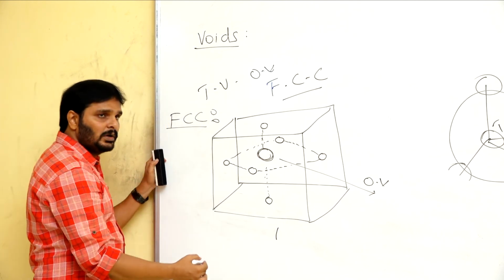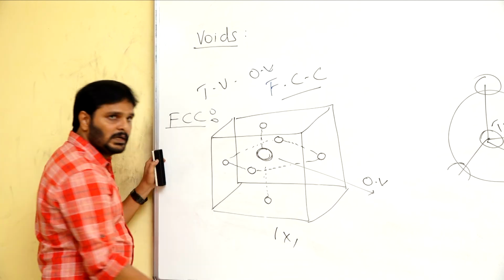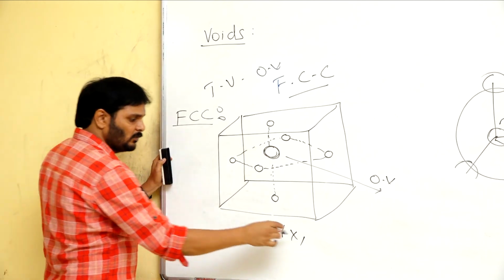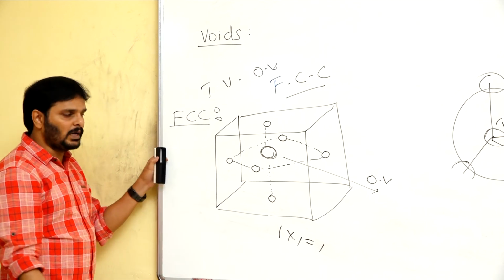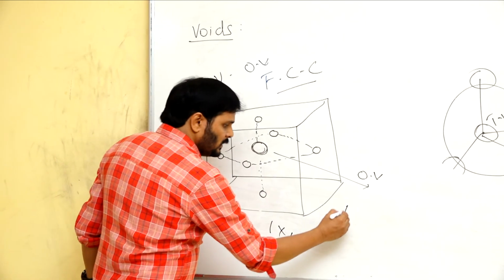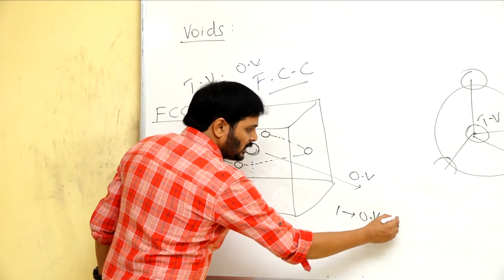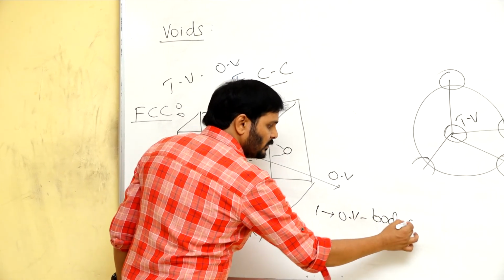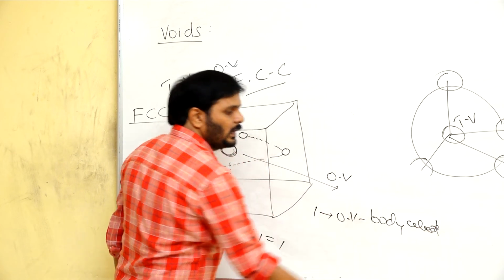So only one hole, the contribution is also one. If anything is present in the middle, it belongs to only that one itself. So 1 into 1 equal to 1. So one octahedral void at body center, is at body center.